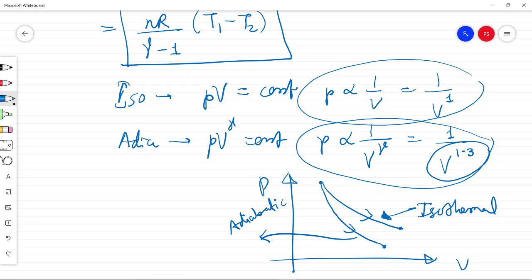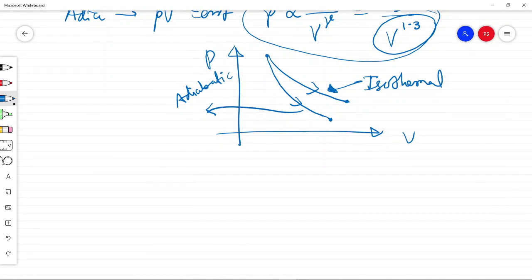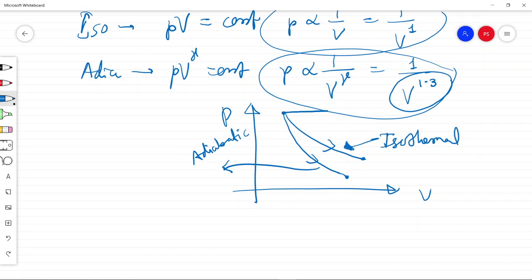If we recall the other two processes in the same diagram, the line which is horizontal is going to be isobaric at constant pressure, and the line which is vertical is going to be isochoric, that is constant volume process.